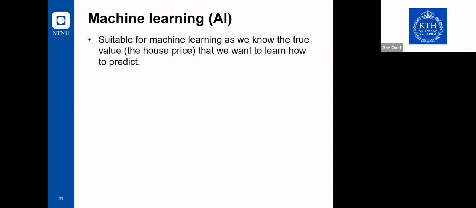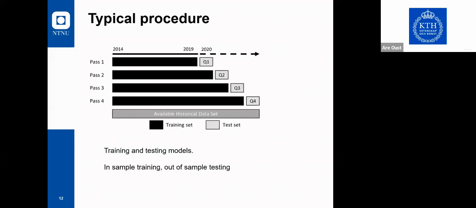Because of this, machine learning is a very useful tool for this type of predicting. What we typically do is something like this. We have a data set, and then we train the machine learning algorithm, and then we test what we do. So we have in-sample training and out-of-sample testing. And then when we get more data, we can do this over and over again.